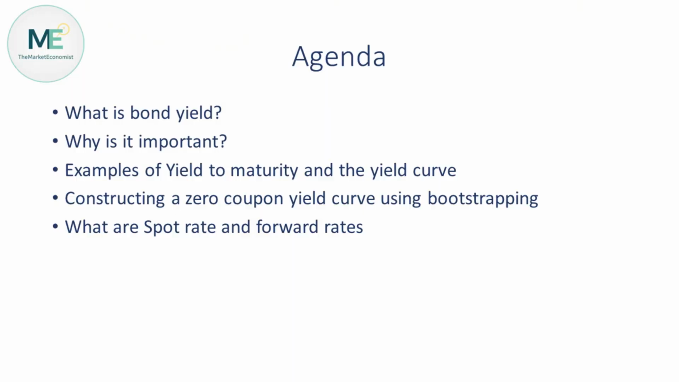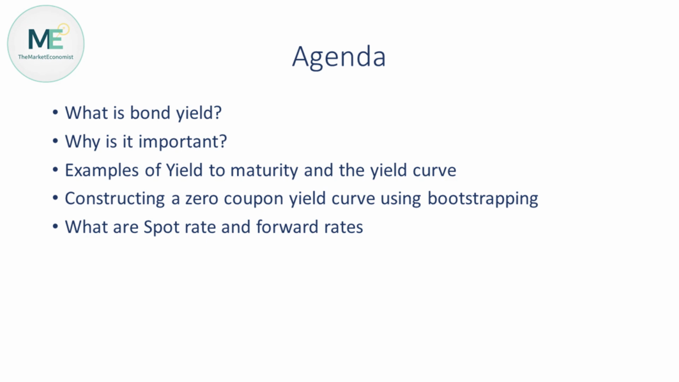Today we will cover a very important and fundamental concept: what is a yield curve, what are spot and forward rates, and what is bootstrapping. So here's the agenda. We'll look at what is bond yield, why it is important to look at bond yields, examples of yield to maturity and the yield curve, constructing a zero coupon yield curve using a method called bootstrapping, and finally we'll see what are spot rates and forward rates.